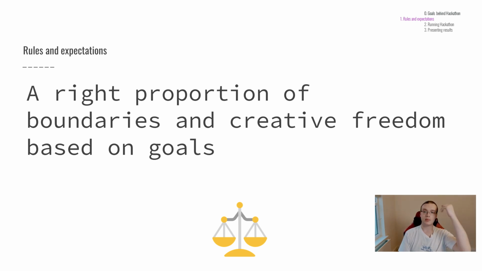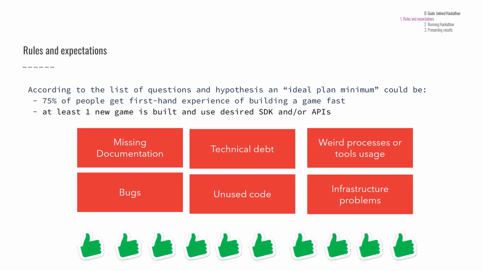So what worked for me? According to the list of questions I shared before, I created something like an ideal plan minimum: just 75% of people participating in the building of a game, and building it fast. I'm an agile coach, so I'm interested in people being able to do something fast enough. And obviously, it would be cool if this something would be a result, so it would be a game.